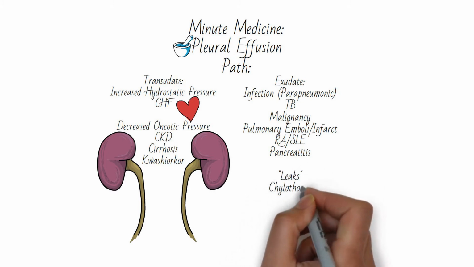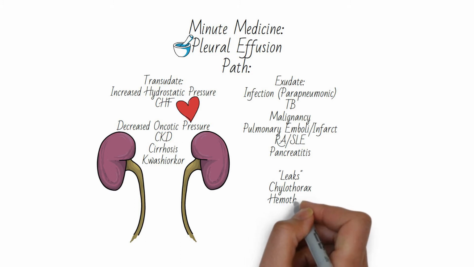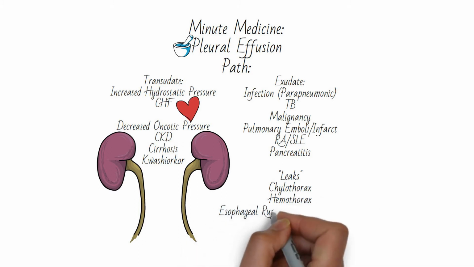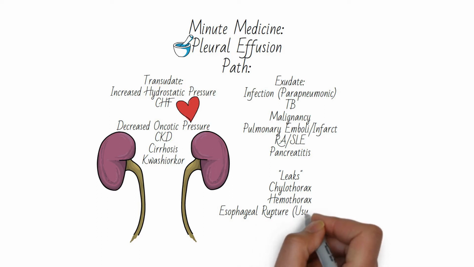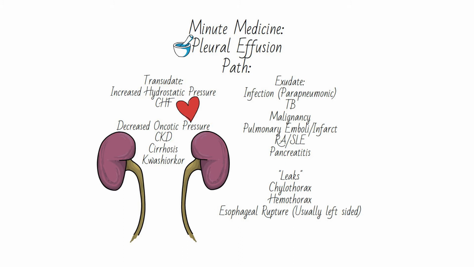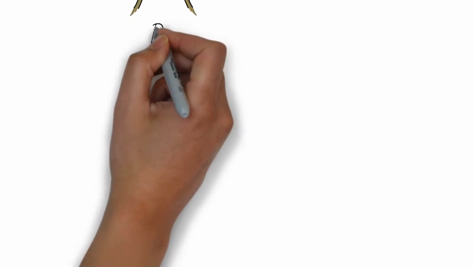Exudates can also be from leakage of various structures. If the thoracic duct leaks chyle, it is called a chylothorax. Blood is a hemothorax, and then there is esophageal rupture, which usually leads to a left-sided pleural effusion.